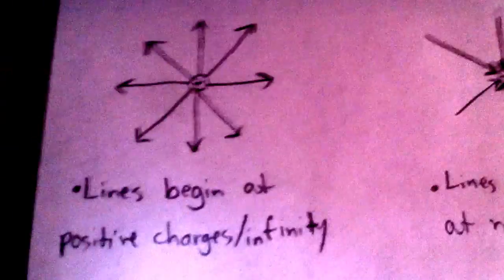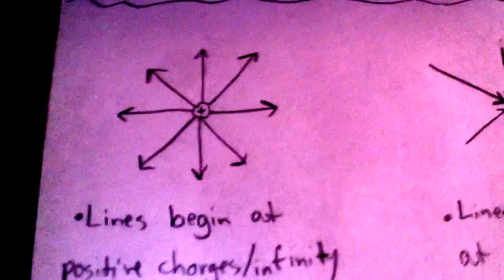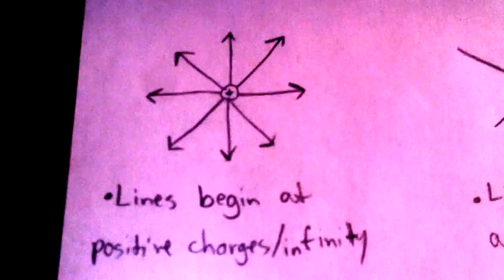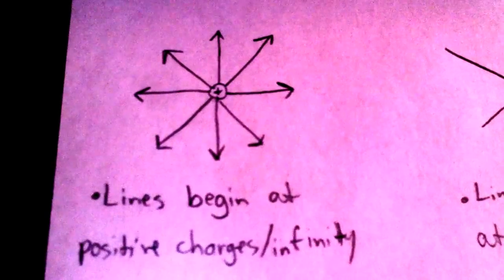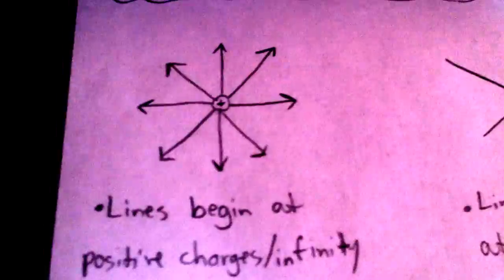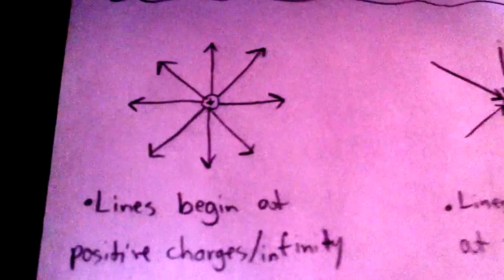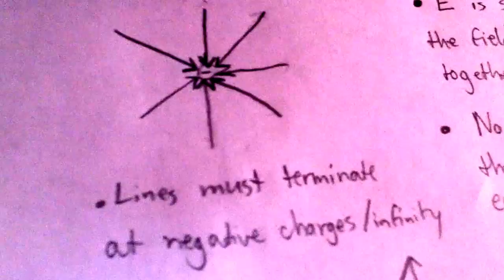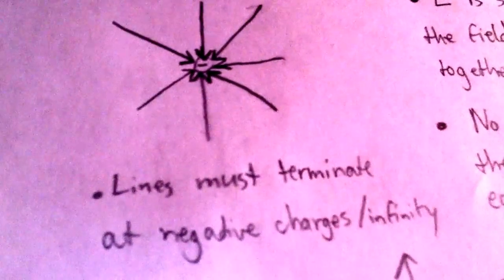I already drew the electric field lines because it would take too long to draw them and talk about them. So I drew a couple of examples and now I'm just going to talk about how electric field lines work. The electric field lines always begin at a positive charge or at infinity. The field lines radiate from the positive charge, and likewise they go to the negative charge. That's where they terminate, or that's where they end.